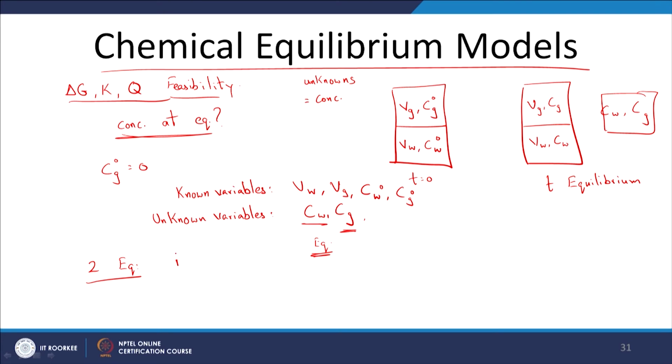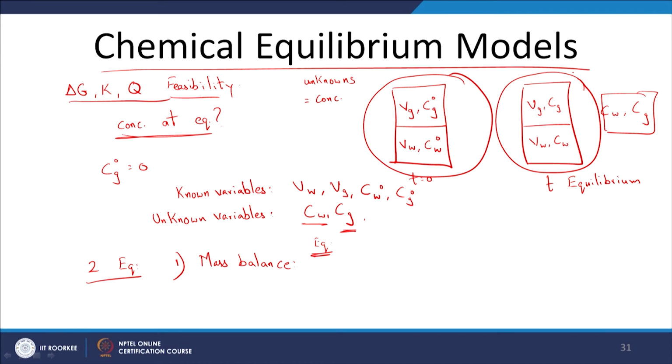The first aspect that we always look at is the mass balance. Mass is always conserved. So, what does this mean? It means that the total number of moles of the compound initially is equal to the number of moles of the compound at equilibrium. Whatever is happening, the moles from water might move to gas or vice versa, but the total moles is constant.